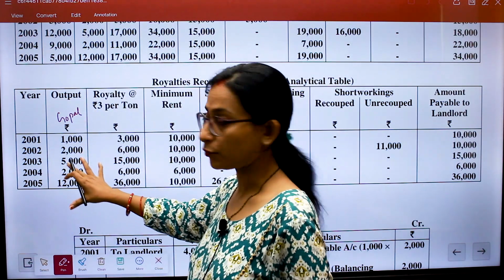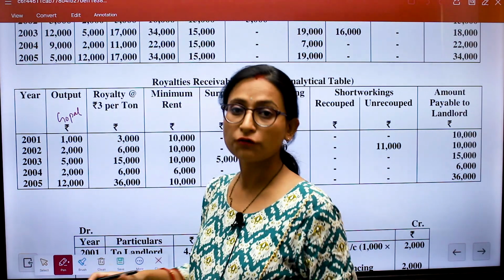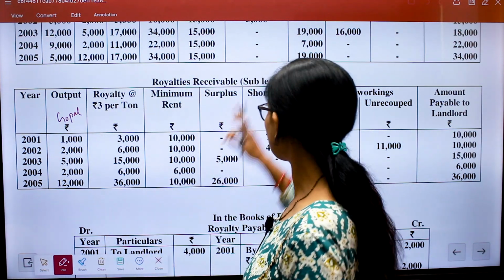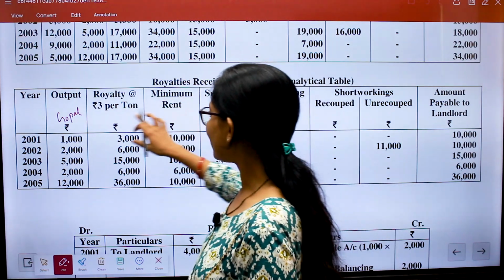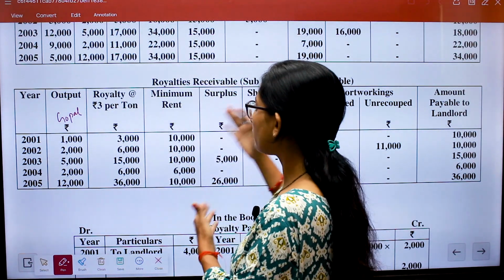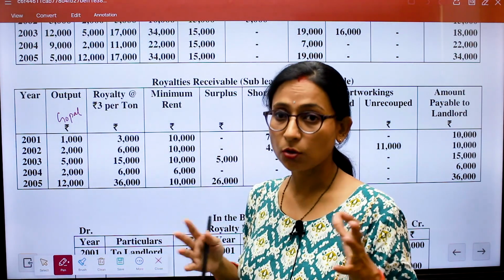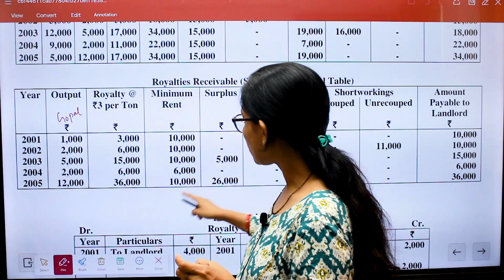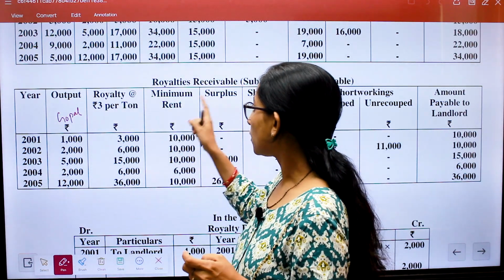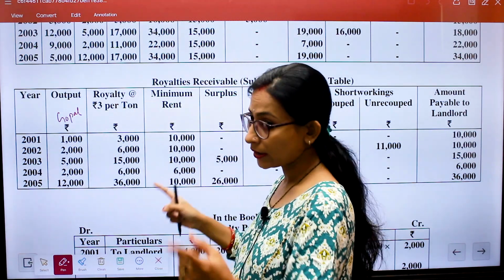Gopal production output. Okay. Then the royalty per ton. Royalty per ton given in the question for Gopal is 3 per ton. Then the minimum rent given in the question is 10,000, which is decided between Ram and Gopal. That minimum 10,000 has to be paid by Gopal to Ram.